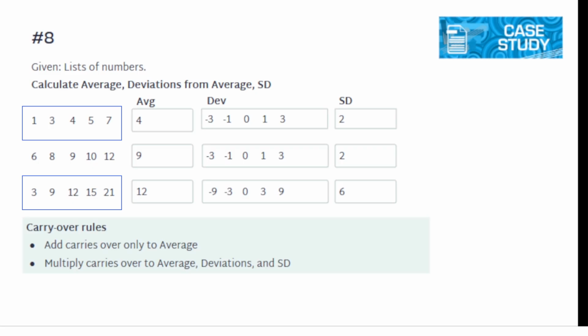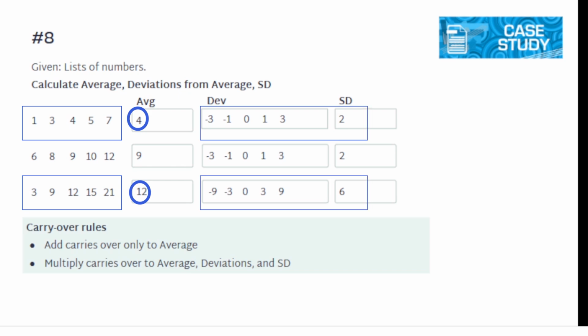So what happens to the average, to the deviations from the average, and to the standard deviation? You can see the average is also multiplied by the same number, by 3 in this case. So 4 times 3 is 12. What happens to the deviations from the average? You can see it's the same: each deviation is multiplied by the same number, by 3, and also the standard deviation is multiplied by 3. So we can say that the multiply operation is carried over to the average, to the deviations from the average, and to the standard deviation. So remember this.